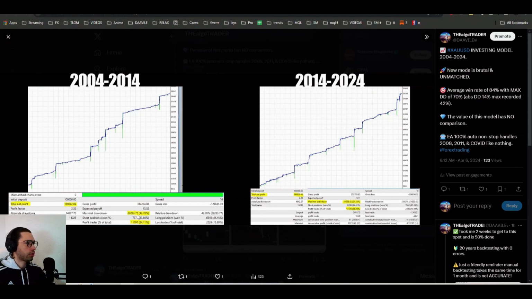So I always go with the max drawdown because I take a very aggressive compounding approach. I basically compound every time I close positive.